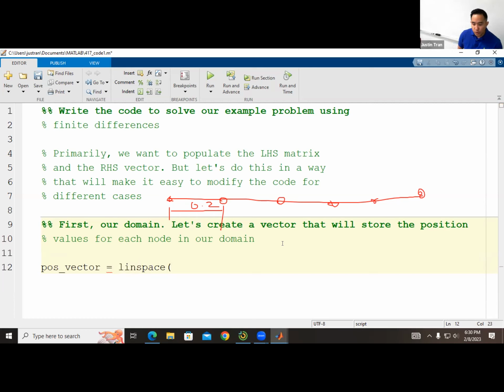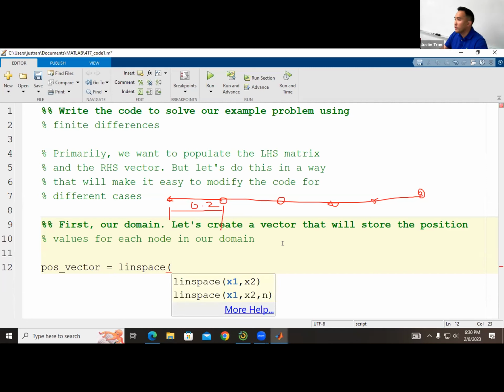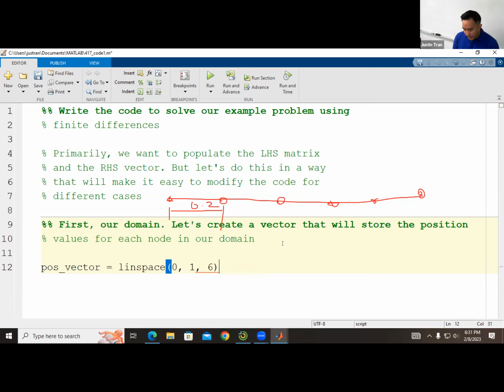Okay, so let me go ahead and use a tool. Remember this from last week, we learned about this special command called linspace. And the way linspace works is that we give it a starting value, an ending value, and the number of points that we want. Okay. And in this case, our starting value is going to be 0 because that is the left side of the domain. The right side of the domain is 1, and so that's going to give us the ending value. And then the number of entries in this vector is going to be 6. And so let's go ahead and do just that. Okay.